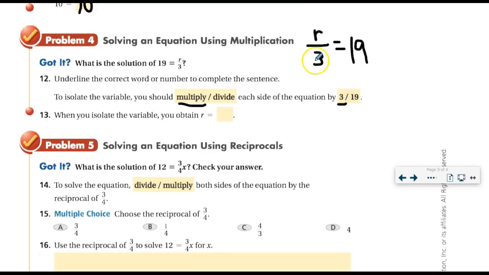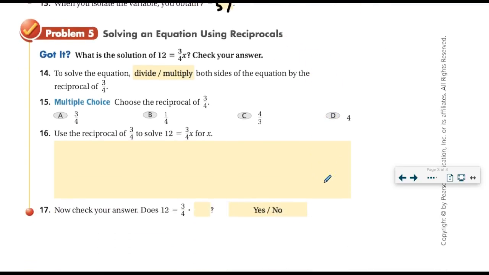When I do that, here's what it looks like. Times 3 over here, times 3 over here. This goes away, obviously. It cancels. I'm left with r equals 19 times 3, which is 57. R equals 57. Okay. Hopefully, again, you've seen this before. Try not to drag it out as much as I can.